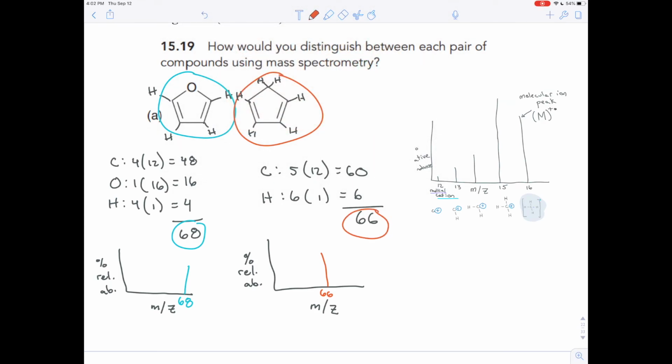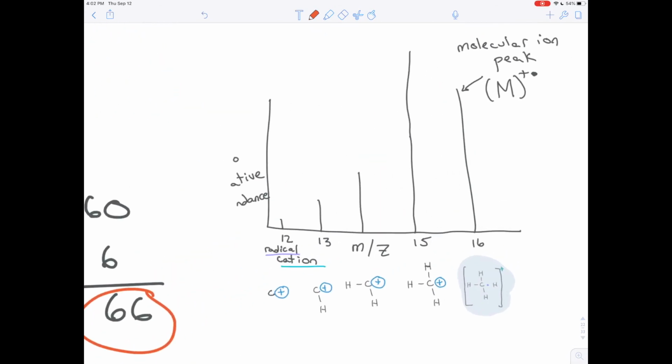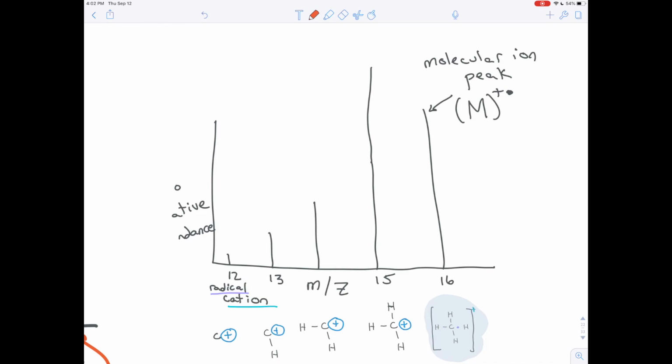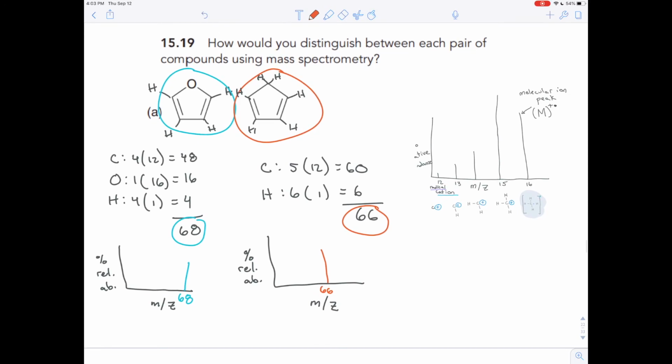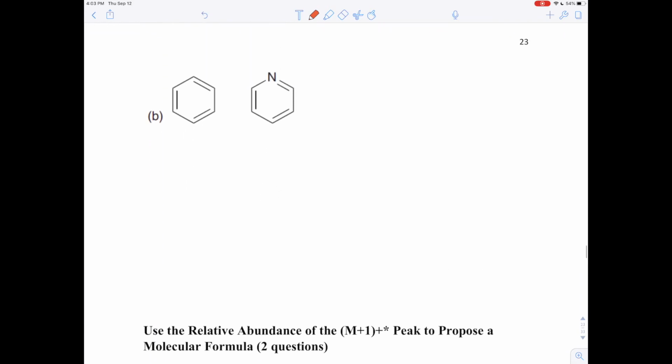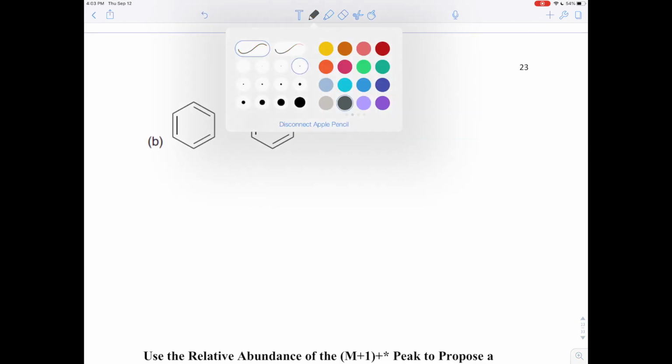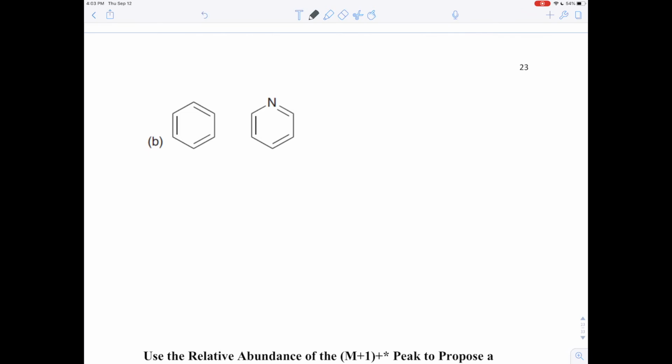So because these molecules have different molecular masses, they will have different molecular ion peaks. And so you can distinguish between them by taking their mass spectra and seeing which one has a molecular ion peak that corresponds to one of these molar masses. You could do the same thing with B. So we'll just see the different molecular masses.